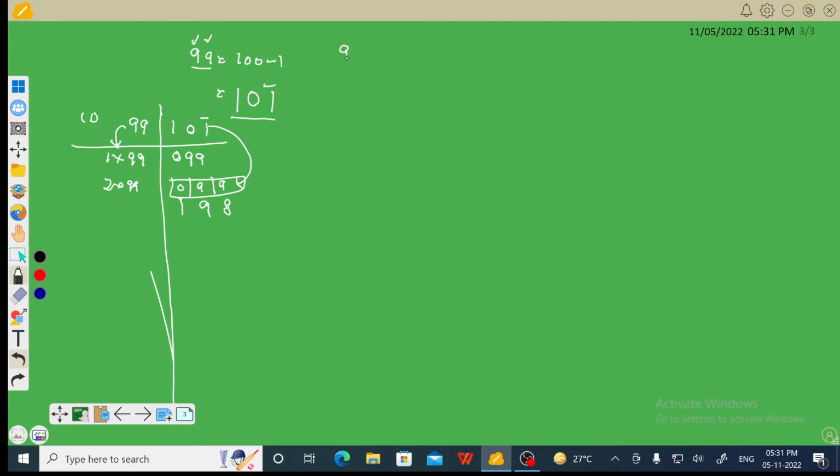Let me now be specific. We are writing a table of 99. It is going to be 100 minus 1. It becomes 1, 0, 1 bar in a vinculum form, so it becomes a triple digit number. The rule will be 1, 0 and 1 bar. So the rule is reduce 1, add 0, add 1. It will be 1, it will be 9, and it will be 8.